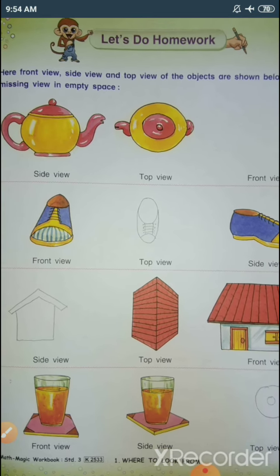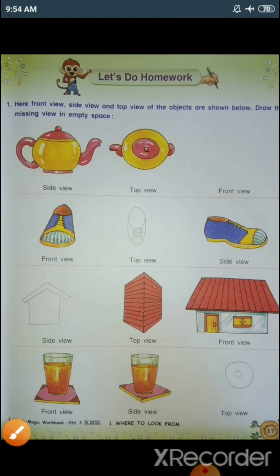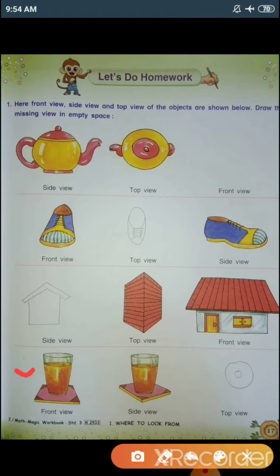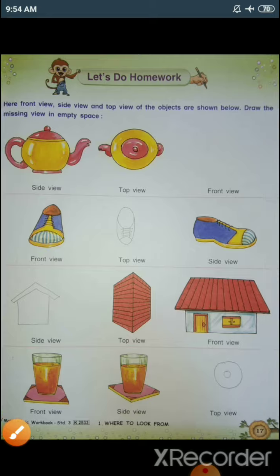After that, the house picture is given. The front view of the house is this, top view is given. Now the side view you need to draw. After that, the glass is given, front view, side view. From the top view the glass looks like this. So you need to do this homework by yourself.